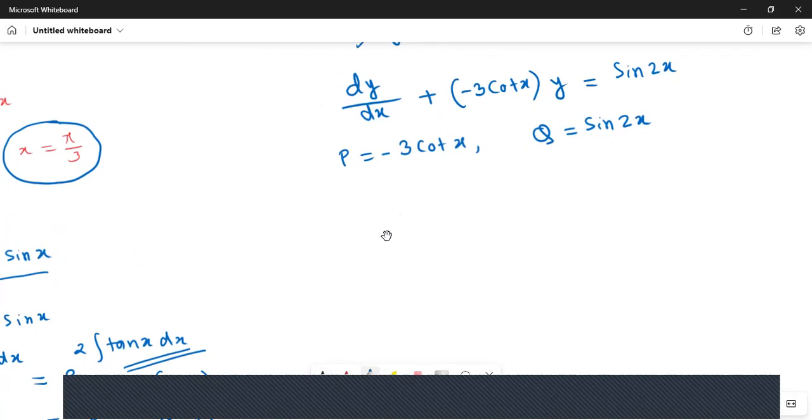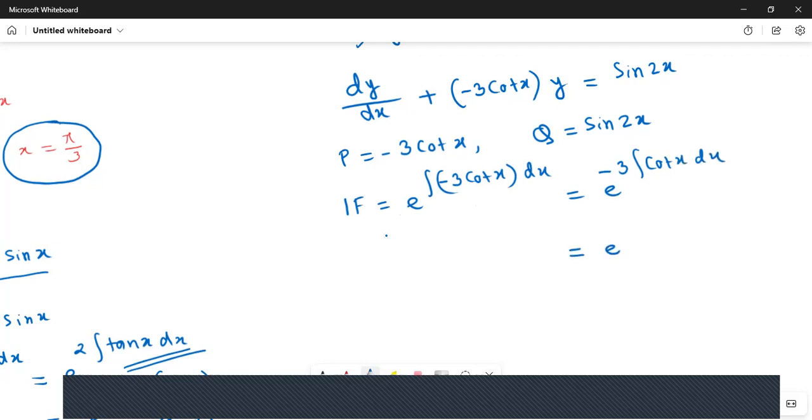Okay. Then can you tell me the integrating factor here directly? Minus 3 cot x dx. So you are going to get minus 3 integral of cot x dx. So what would be your answer then? Integration of cot x, again that is a problem. So if you remember, that's fine. If not, then it is log of sine x. Absolutely right.